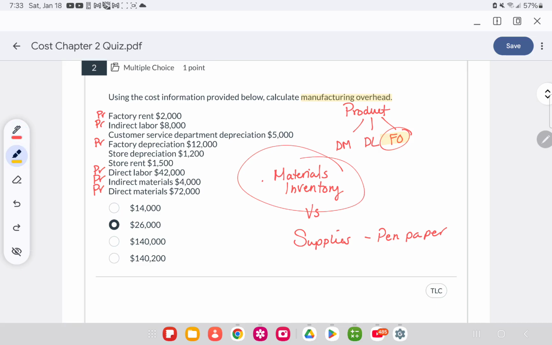Here we have manufacturing overhead is what they're looking for. Let's go through these 6 product costs and determine which ones are factory overhead. Remember, if it's not direct materials and it's not direct labor, it must be factory overhead. So factory rent, that's factory overhead. Indirect labor, it's not direct materials, it's not direct labor, so it must be factory overhead. Factory depreciation, it's not direct materials or direct labor, so it must be factory overhead. Direct labor, not overhead. Indirect materials, that's one. And then direct materials, that's our other one.